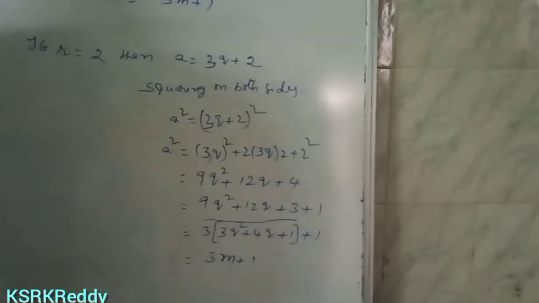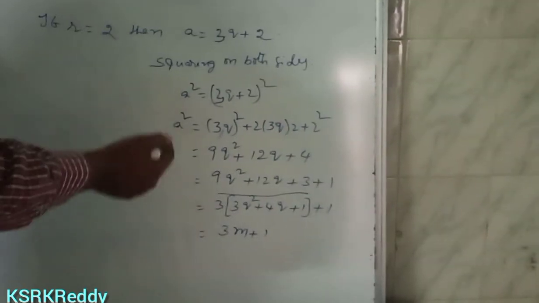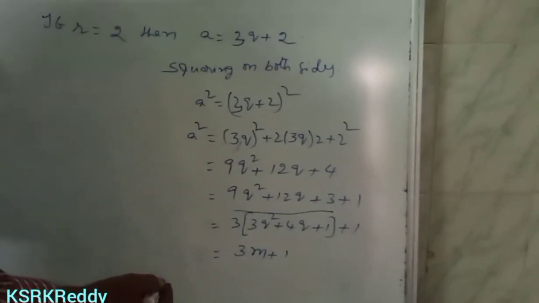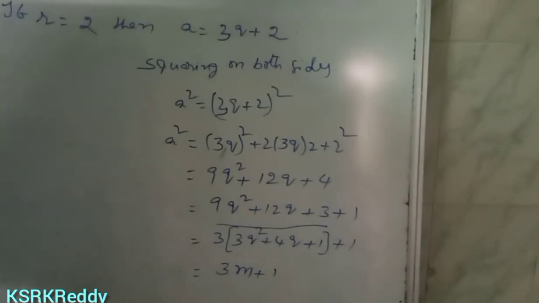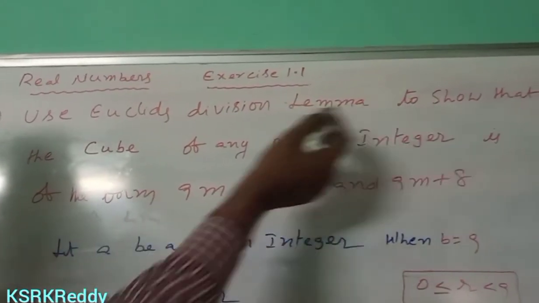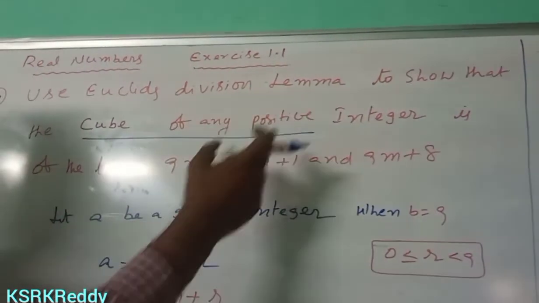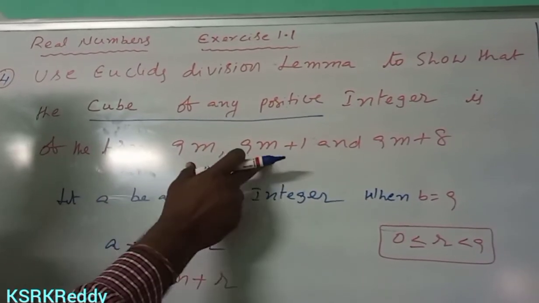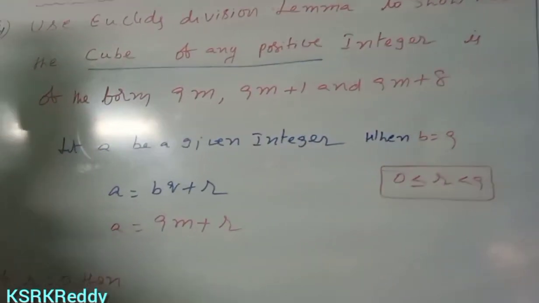Therefore, from the above cases, it is clear that the square of an integer a is of the form 3p or 3p plus 1. Lemma: to show that the cube of any positive integer is in the form of 9m, 9m plus 1, or 9m plus 8.